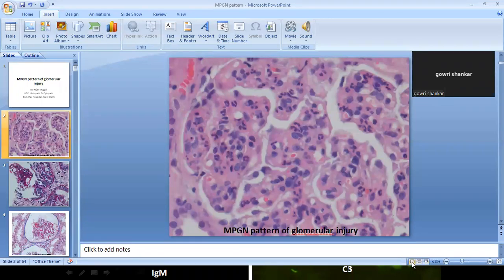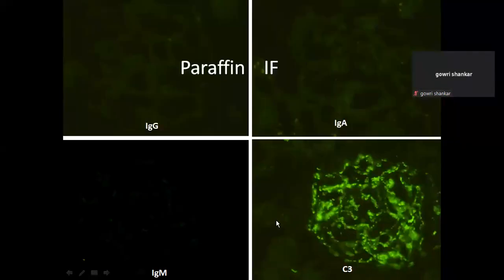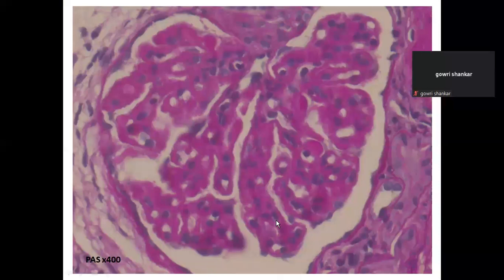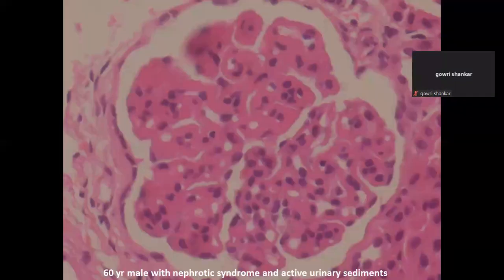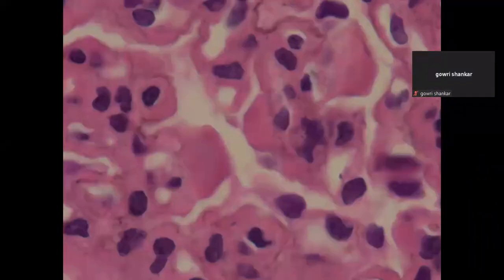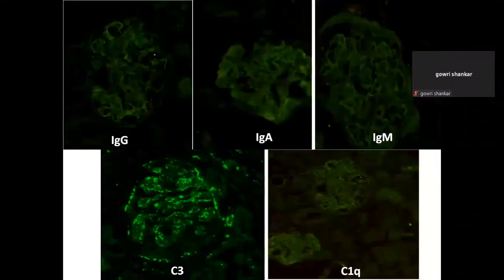Do we want to unmask because more than 50 years with C3GN? Absolutely correct. Because I have given you the history. This is a 60-year-old male with nephrotic syndrome and active urinary sediment. So you have to remember C3 glomerulopathy is a diagnosis of children and young adults.